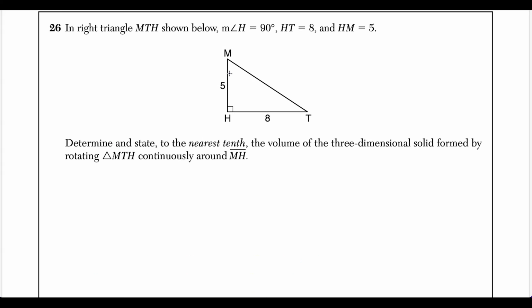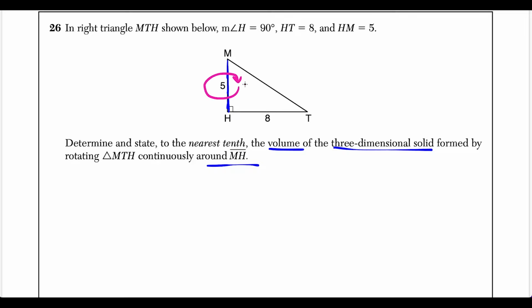Question 26, we've got this right triangle, and we need to determine to the nearest tenth the volume of the 3D solid formed by rotating this triangle continuously around side MH. So for these questions, you have to be good at seeing things spin. And we're spinning around MH, and the thing we're spinning is a right triangle.